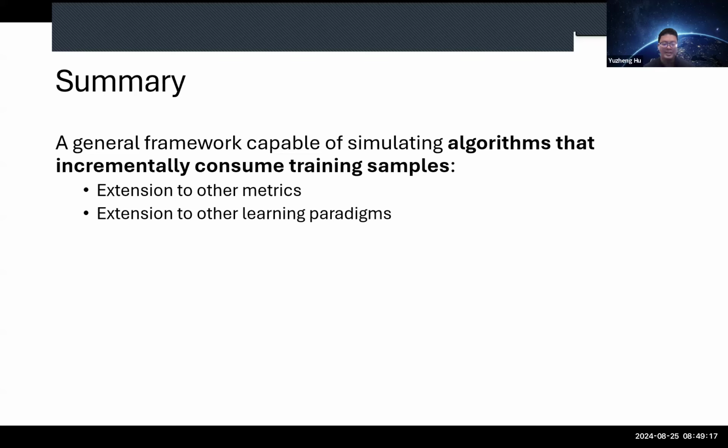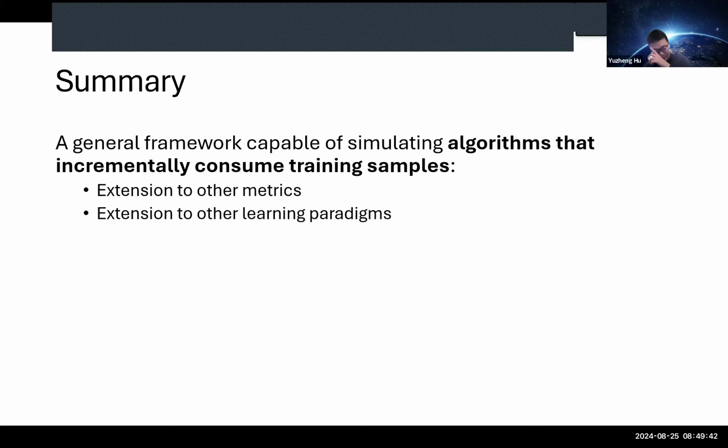Because there are natural extensions to other metrics. For instance, here we consider the loss on a test sample, but it does not need to be restricted to this particular metric. You can consider other samples, for instance, the average loss on a couple of test samples, and also you can consider how the norm of the parameters changes as training progresses.